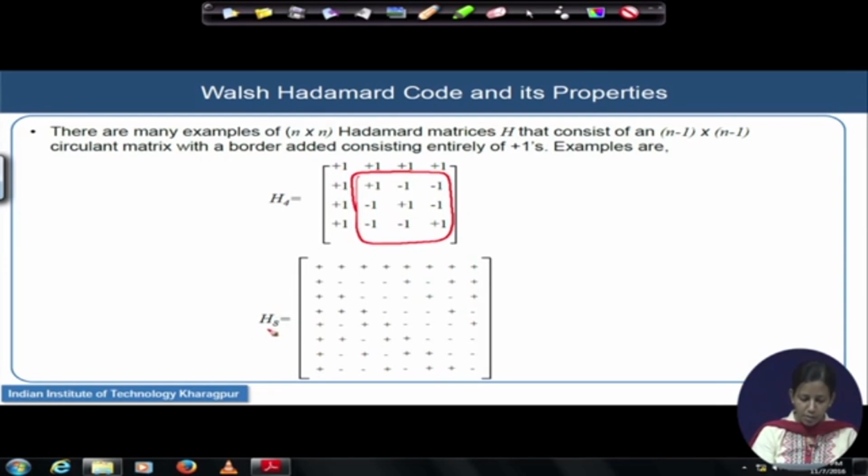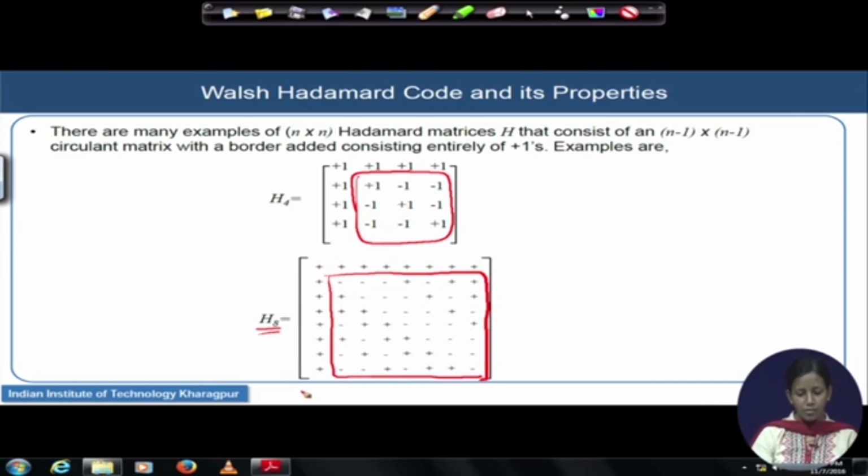Another good example is H8. Inside H8 you see this section. Because of the size of the matrix we have not written the ones; basically minus says minus 1 and plus says plus 1, and the way it is moving, you see that is a circulant. This plus 1 is moved, these minus 1s are moving slowly, shifted one time, then one more shift, and then it will be moved 2 places, similarly 3 places, 4 places, like that it goes on. And you can construct the Hadamard matrix by adding a border of plus 1s on the top row and the leftmost column.